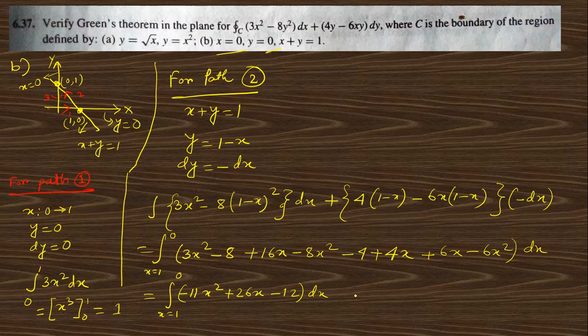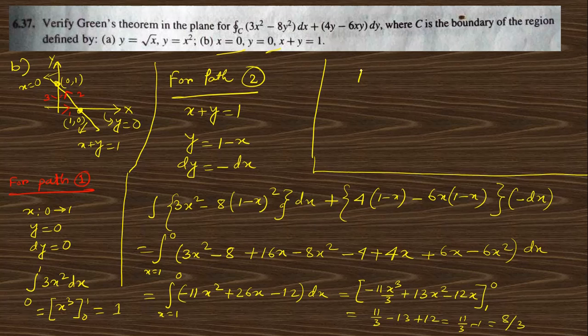Okay, so you integrate this, it becomes 11x cube by 3 plus 26x square by 2, that is 13x square, and that is 12x. Put 1 to 0, so this becomes plus 11 by 3 minus 13 plus 12, that is 11 by 3 minus 1, that is 8 by 3. This is for path 2, and for path 3, that is the return path.